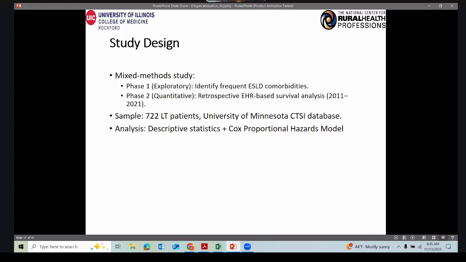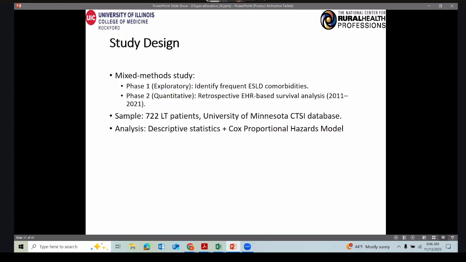descriptive and inferential analysis. For analysis, we started with descriptive statistics to summarize the patient characteristics, the prevalence of each comorbidity in patients, and basic outcome measures. Then we applied Cox proportional hazard models, which is a statistical model used in survival analysis. This model helps us determine how each comorbidity affects the risk of death or graft failure over time, adjusting for variables like age, sex, or MELD score.